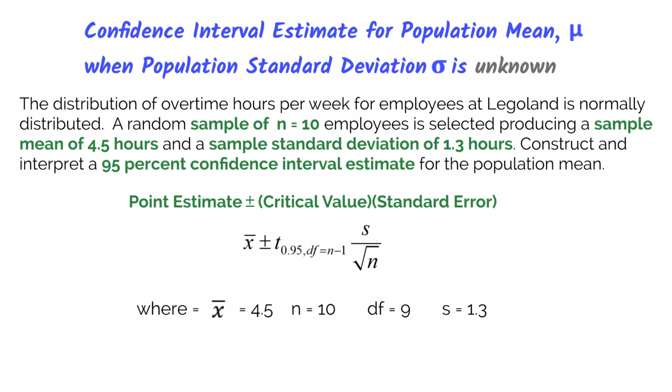So the point estimate is the sample mean, and that was given to us in the story as 4.5. The degrees of freedom is calculated as a sample size of 10, and then we subtract 1, and that gives us a degrees of freedom of 9. The sample standard deviation was also given to us in the story as 1.3. The only thing that we don't have in the story is the t critical value. We will use Excel to calculate that next.